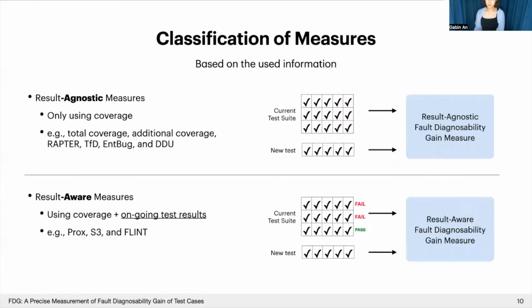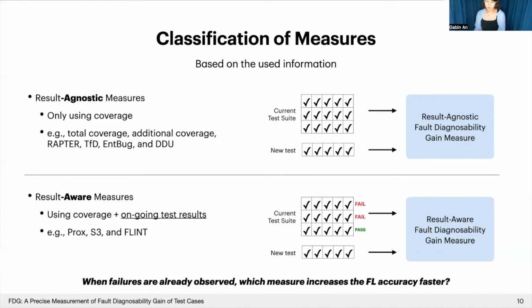In our work, we classify those measures into 2 categories based on the information used. The first category is the result-agnostic measures that only use the coverage of the test cases. The second is the result-aware measures that take into account the results of the existing test cases as well. Then, if the failure is already observed, which category of measures can increase the FL accuracy faster?